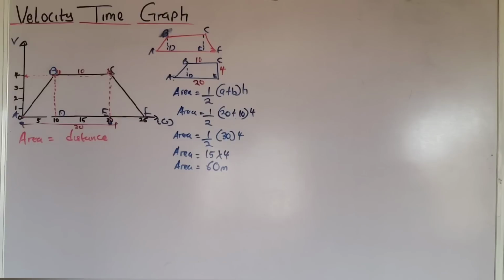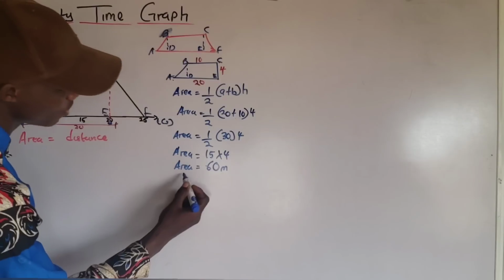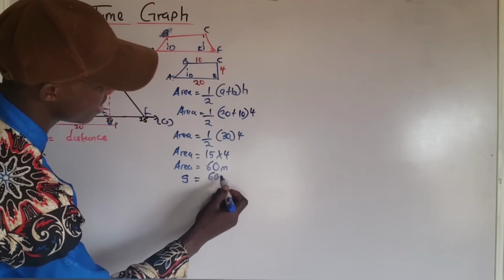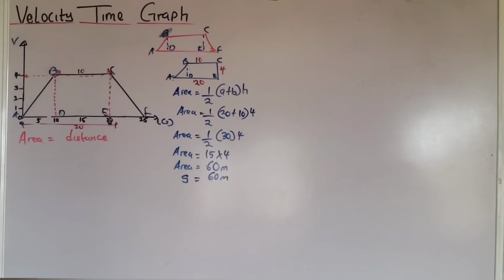So the area, that is the distance, now you change it. The distance is equal to S. S is equal to 60 meters, which is the distance that the body covered in 20 seconds. Do you understand? Okay, so that is the solution to that question. Now let's proceed to the second question.